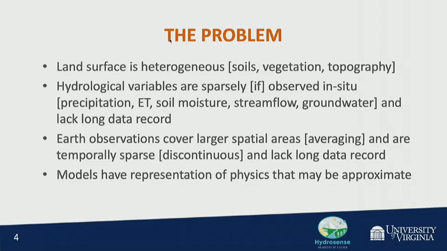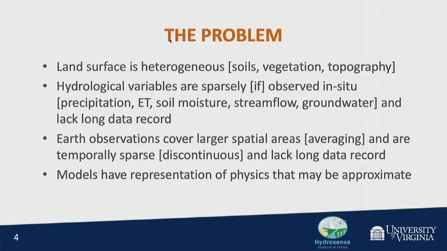Earth observations cover much larger areas in space, but they're averages. So Earth observation at a 1 kilometer resolution is an average over 1 kilometer. It's not a point. So you have to realize that. And second of all, they are temporally sparse. Most of our satellites go in polar orbits. There are some sensors which are in geostationary orbits, but very few which we use, and they lack long data records. That's a big, big problem.